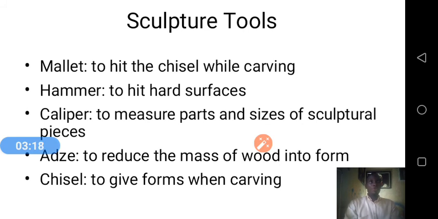Now, sculpture could either be in two forms. The sculpture can be either in relief form or a freestanding sculpture. Freestanding sculptures are sculptures that you can go around when appreciating them, while relief sculptures are sculptures that can only be viewed from one side. They are always flat, and in most cases they are attached to a surface like a wall or a wood.